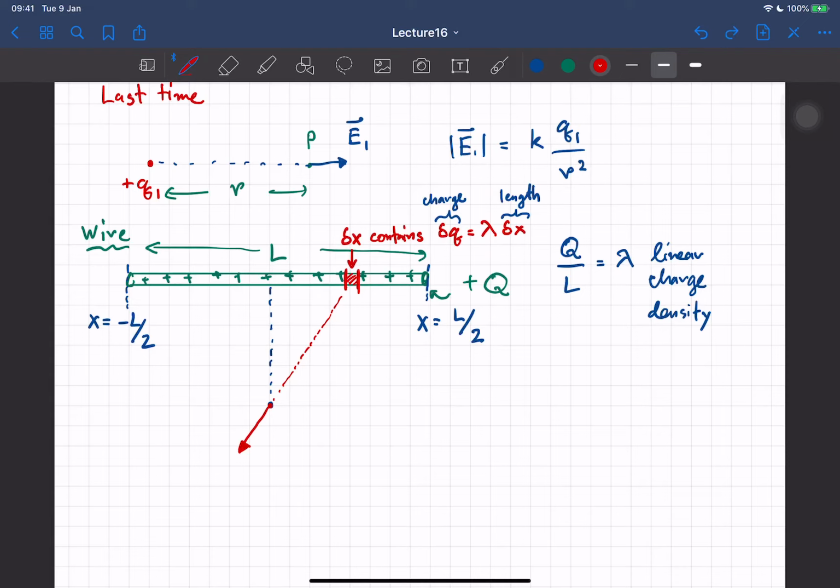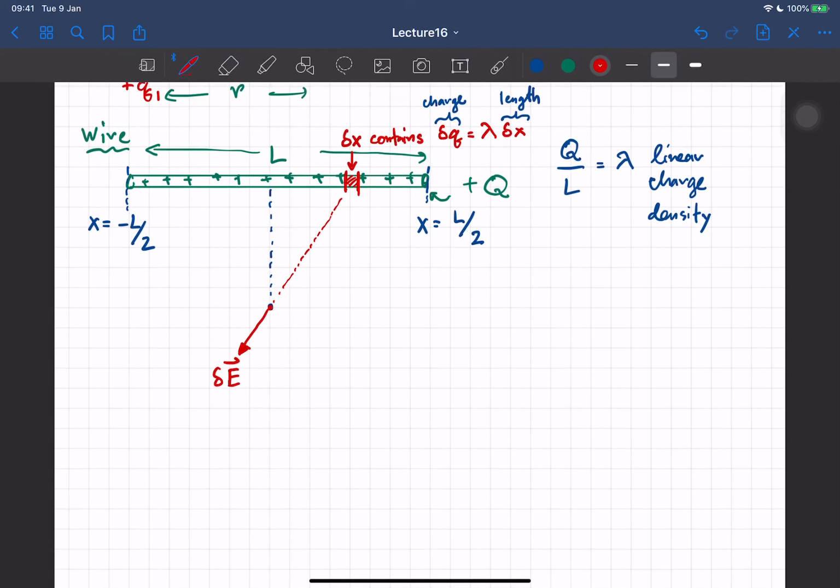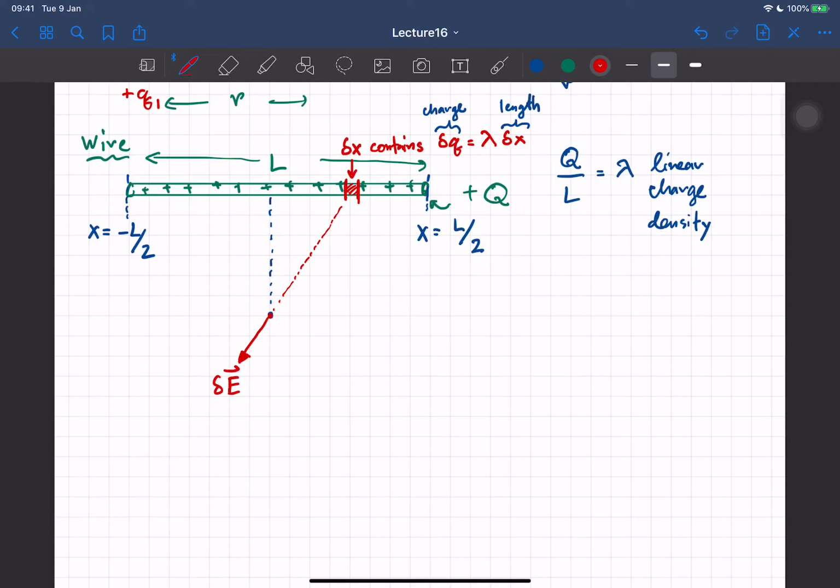Because this electric field is coming from the charge delta Q, I will also write this electric field as delta E, to indicate that this is the electric field coming from delta Q, not the total electric field. We have to add all of this up, right? So it's not yet the answer that we want. It's just the electric field from this tiny section of charge here.